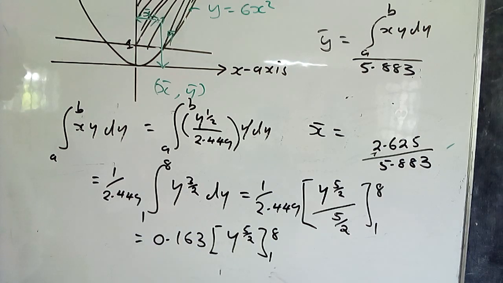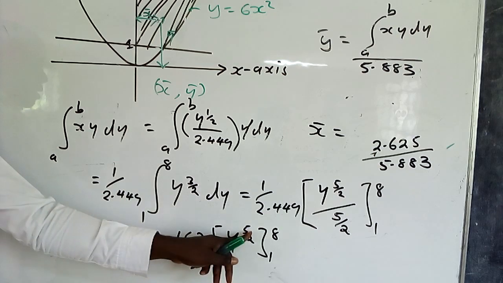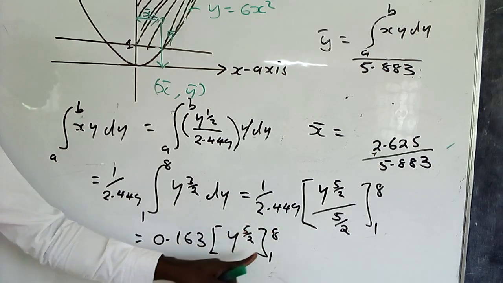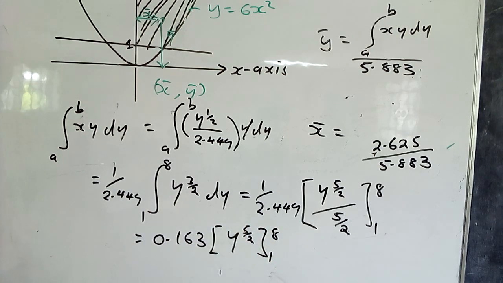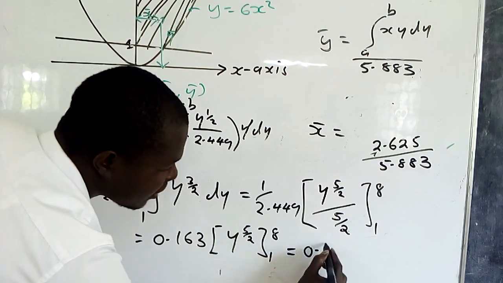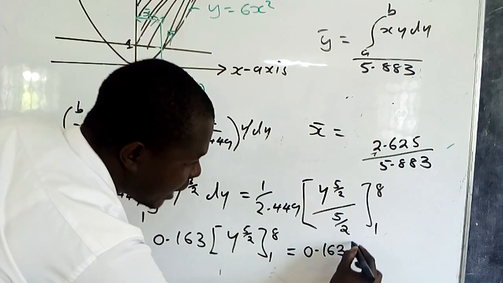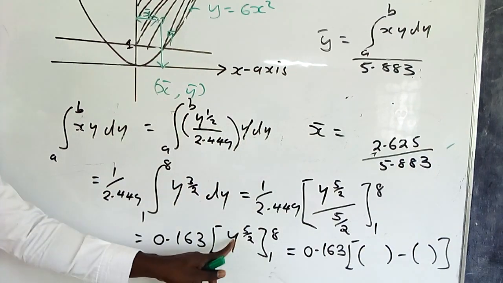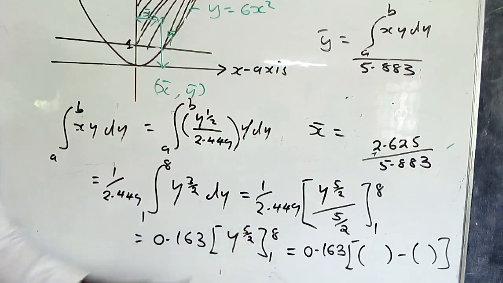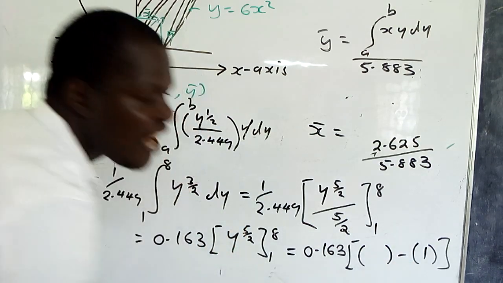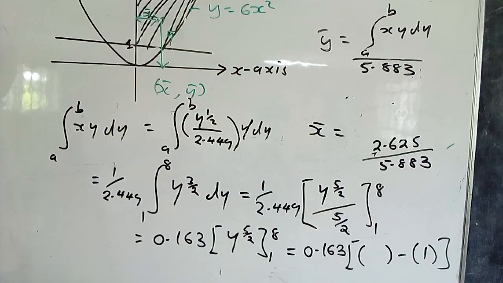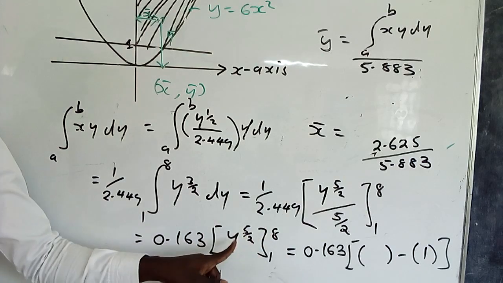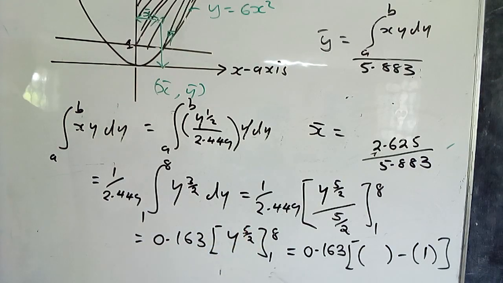Then now we want to substitute the limits when y is 8 and when y is 1, isn't it? So what do you get? 0.163 into upper limit minus lower limit. The lower limit is direct. When y is 1, you have 1 raised to power 5 over 2. 1 raised to power anything is just 1. You're done with the lower limit. Upper limit 8. When y is 8, 8 raised to power 5 over 2?